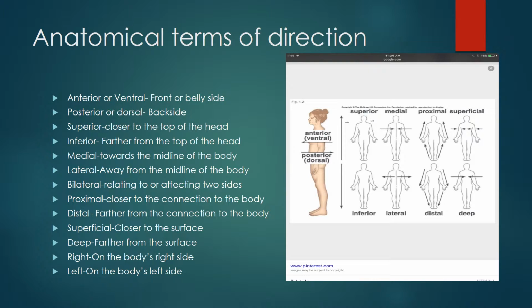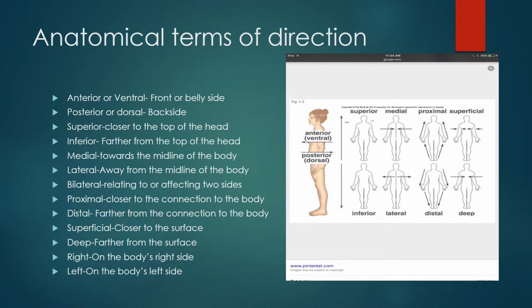Lateral, away from the midline of the body. So, my fibula is lateral to my tibia, and my tibia is medial to my fibula. Bilateral just means relating to or affecting two sides.